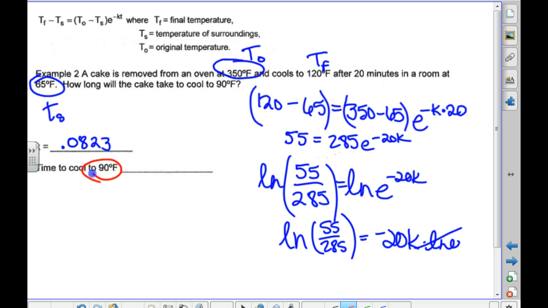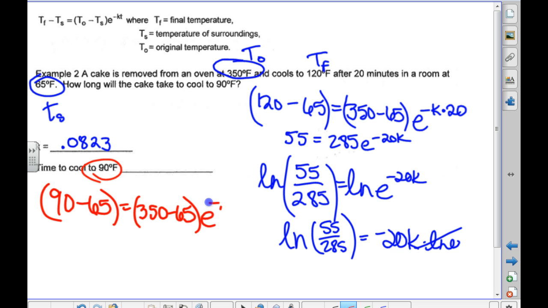How long till it's down to 90? So instead of the final temperature being 120, we want it to be 90. And this time our K is negative, well, it becomes negative when we put it in, 0.0823, and we're looking for time.